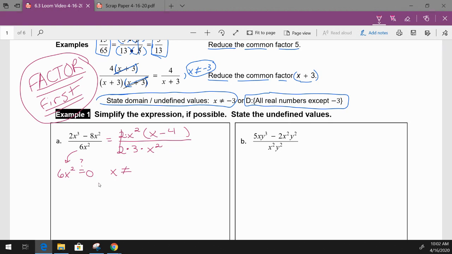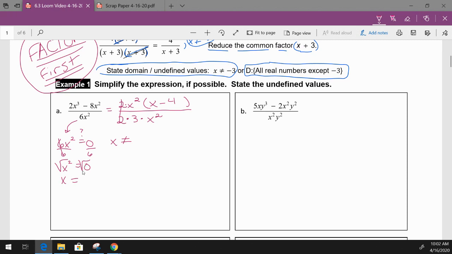You could go through the process of solving and divide by 6, and then you'd have x squared equals, well, 0 divided by anything is just 0. If you take the square root of both sides, 0 is not really positive or negative, so the square root of 0 is still just 0. So the value of 0 will make the denominator 0. So when you're stating your undefined values, or domain, you would say x cannot equal 0.